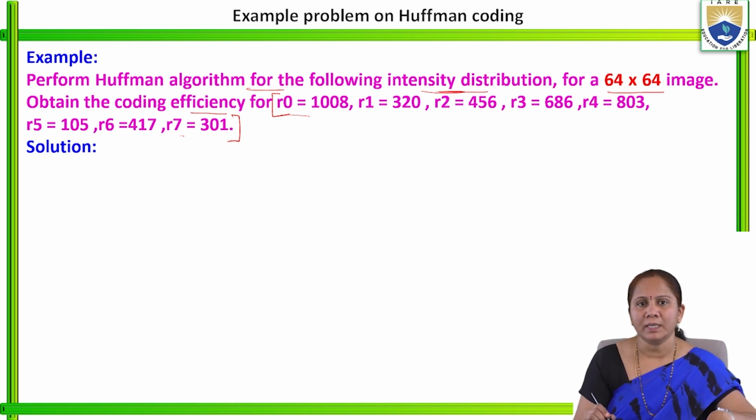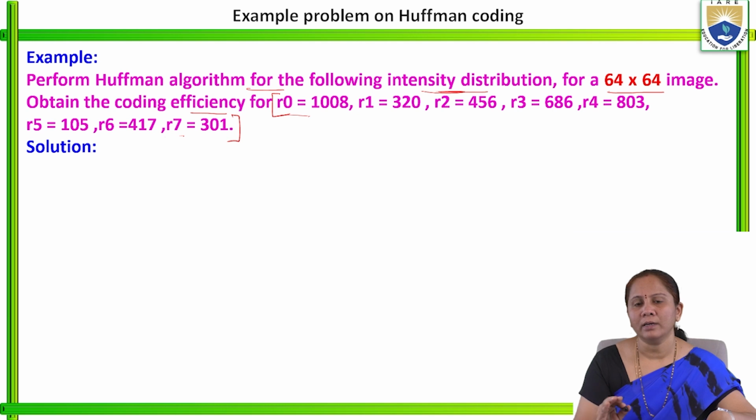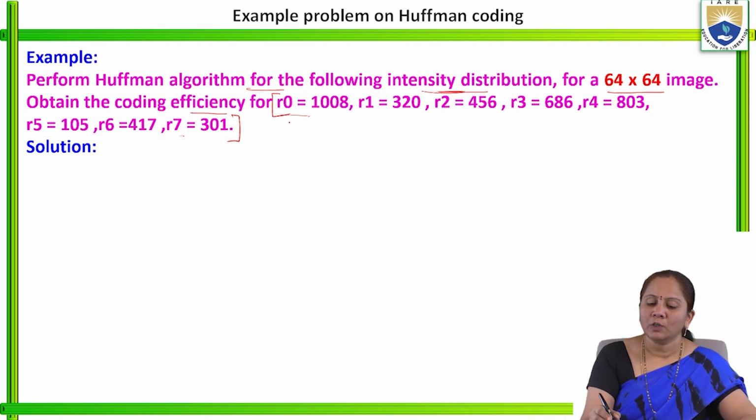In some problems, they directly give the probabilities so that you can use them directly to apply the Huffman coding algorithm. But in this case, probabilities are not given. We have to find the probability of each symbol from R0 to R7. In other cases, we may have probabilities given directly, which we can use very easily. So first let us find the probability of each symbol.